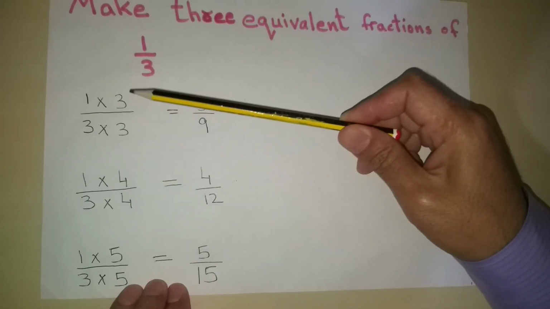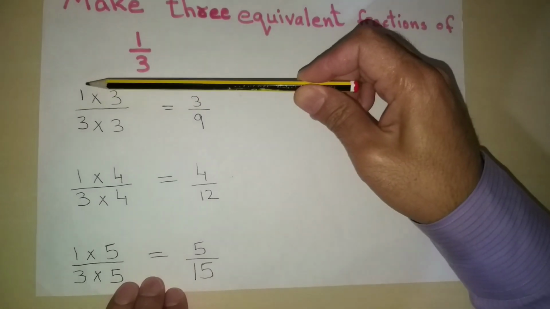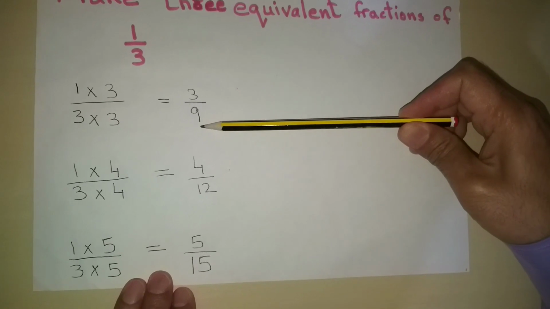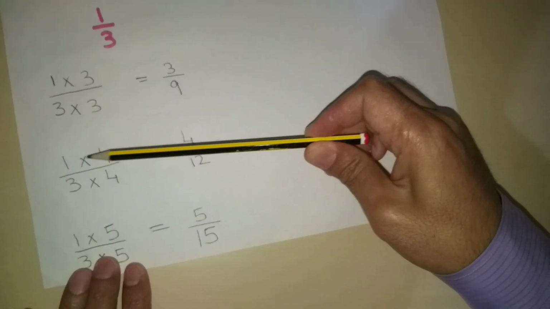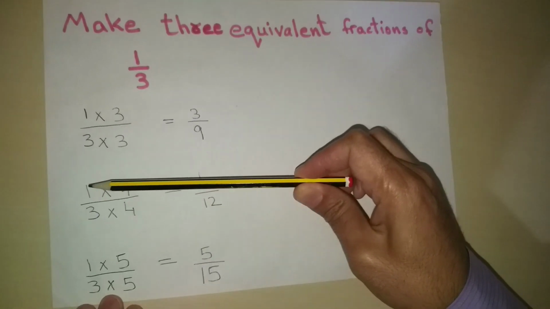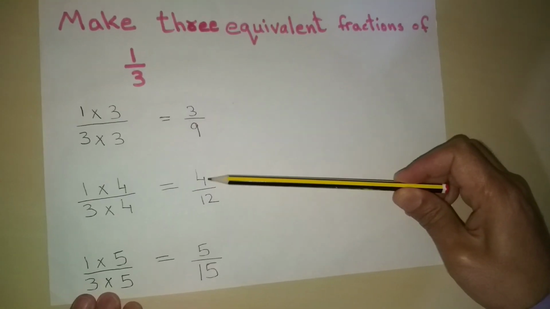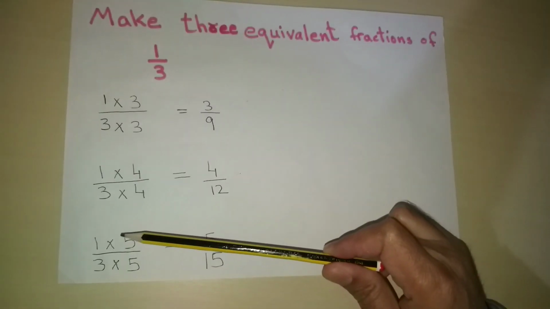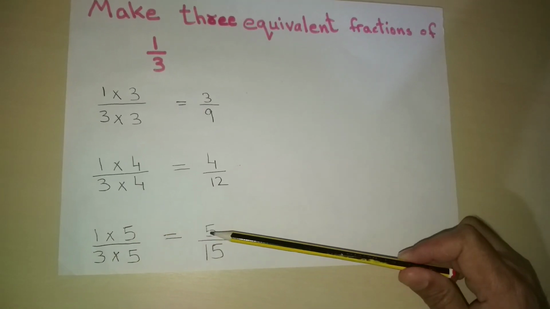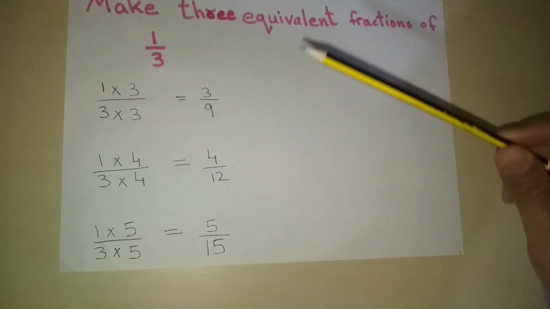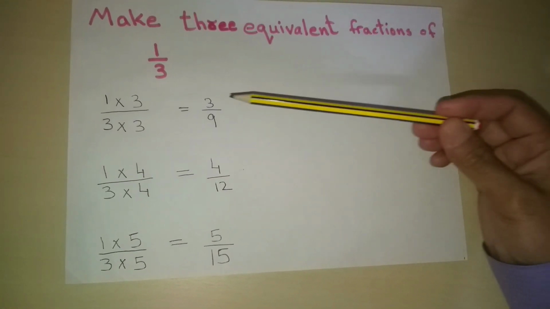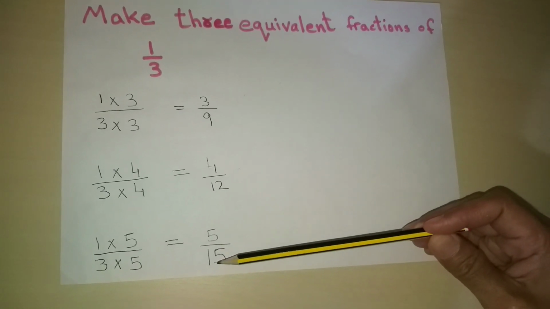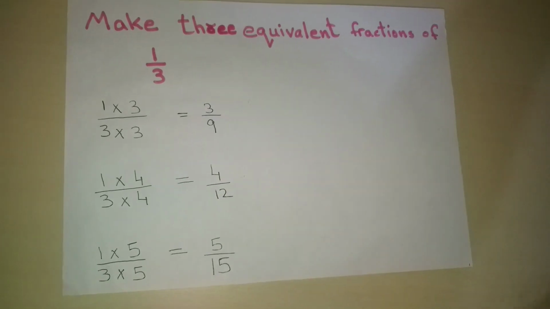I started with 3. So in the first case, I multiplied the denominator and the numerator by the number 3, and I got 3 divided by 9, a new fraction. In the second case, I multiplied the numerator and denominator by 4 and got 4 by 12. And in the third case, I multiplied both the numerator and the denominator by 5 and got 5 divided by 15. So the required three equivalent fractions we got are 3 divided by 9, 4 divided by 12, and 5 divided by 15. They are all equivalent to 1 divided by 3.